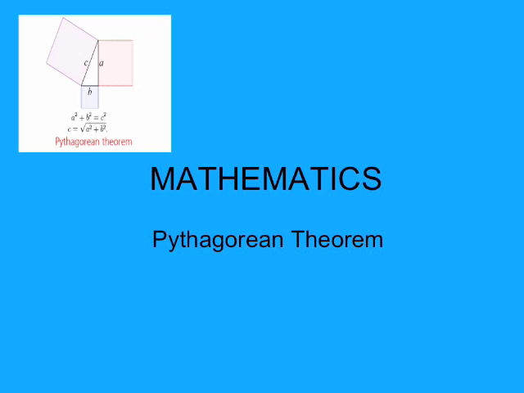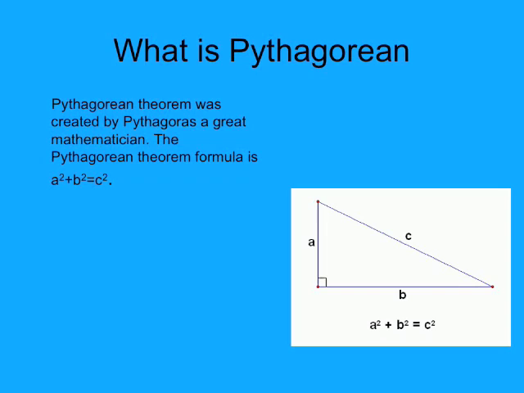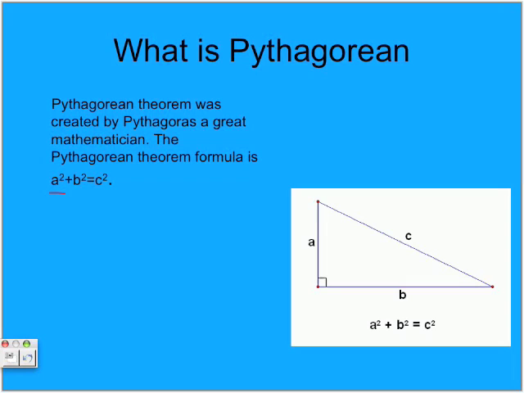Lesson on Pythagorean Theorem mathematics. Okay, so what is the Pythagorean Theorem? The Pythagorean Theorem was created by Pythagoras, a great mathematician. The Pythagorean Theorem formula is a squared plus b squared equals c squared, as you can see here.